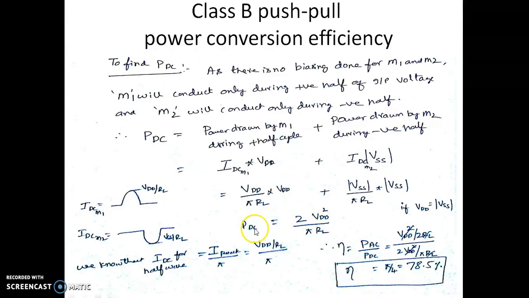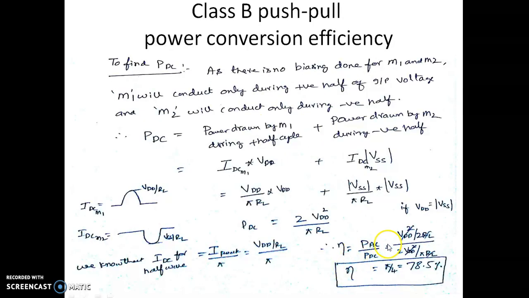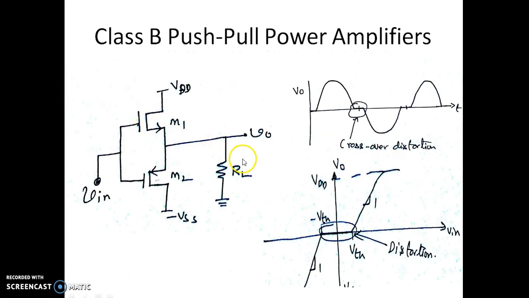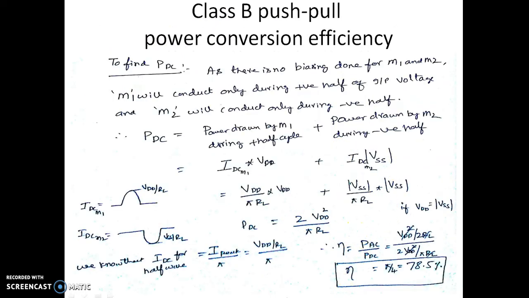So once we know PDC, the power consumed by the two MOSFETs during the entire cycle, and we already found the AC power delivered to the load, which is VDD square by 2RL, upon substituting for PAC by PDC we get the conversion efficiency as pi by 4, which is 78.5%. Meaning, if each MOSFET is conducting for 180 degrees, the power conversion efficiency of this class B push-pull amplifier is very good compared to class A amplifiers.